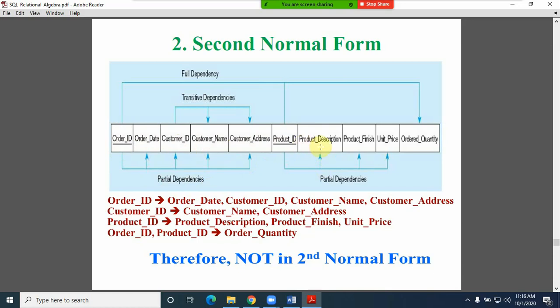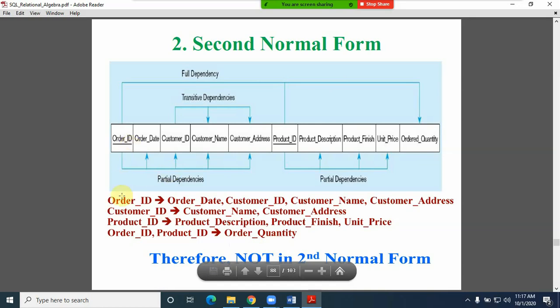Similarly, in the second portion of this table, by using product ID exclusively, one can easily process product description, product finish, and as well as the unit price. But if I am talking about the order quantity, to process this particular order quantity I need to have order ID and product ID. So that's what we are referring to here also. With the help of order ID and product ID, we are determining the order quantity.